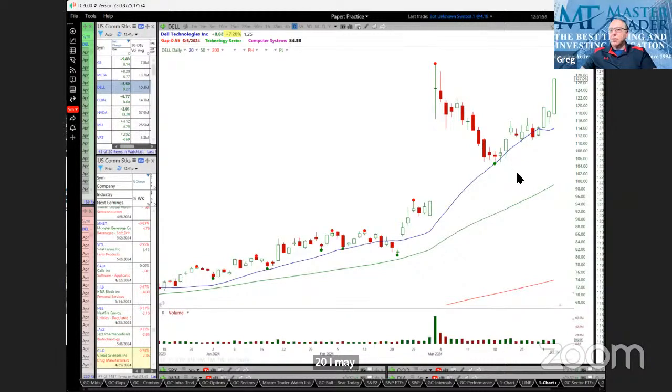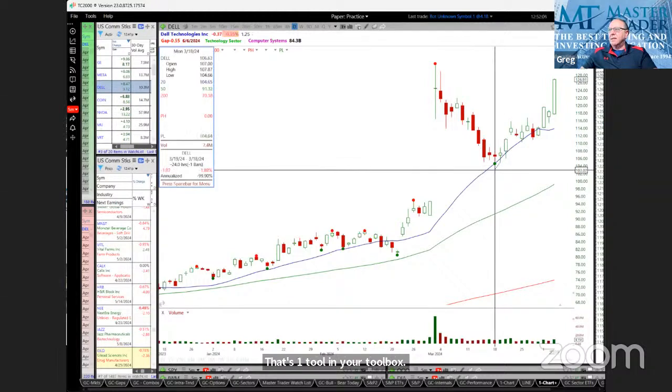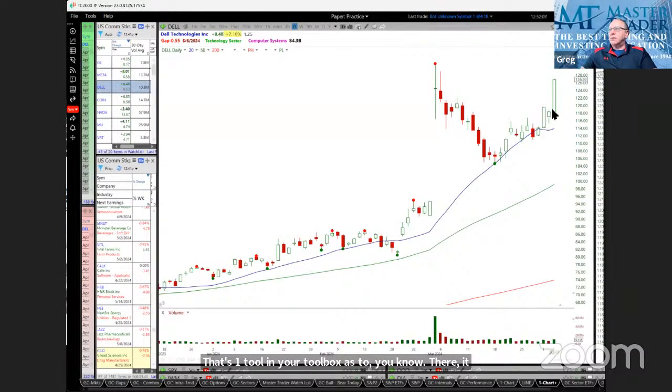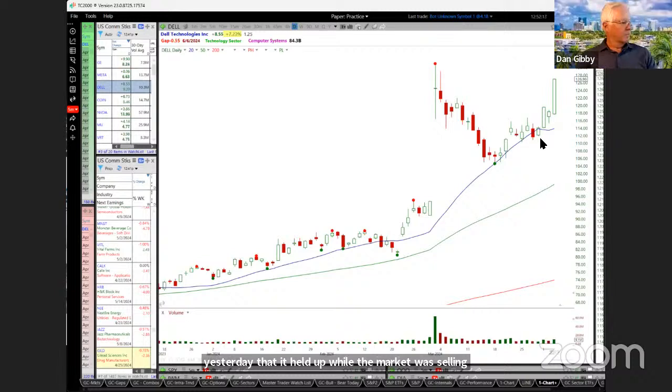Here's Dell. That was a play. There's a 1, 2, 3 at the 20 MA. You can see it's a little far, the 20 and the 50. So not every trade setup that we look at has those converging moving averages, but when they do, that's one tool in your toolbox. It held at the 20, and this was your 1, 2, 3.